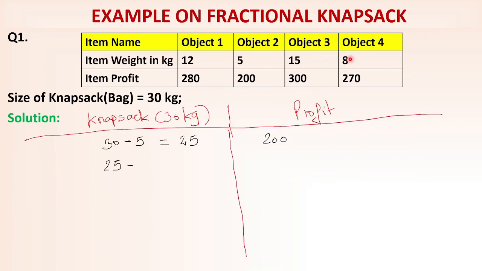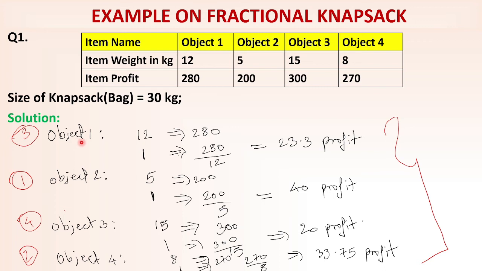Object 4 weight is 8 and it is giving the profit 270. Currently the knapsack capacity is 25. So 25 minus 8, that is 17, is the new knapsack size. And what profit did we get from object 4? 270. Now the new knapsack size is 17 and we check the object which is giving the next highest profit.